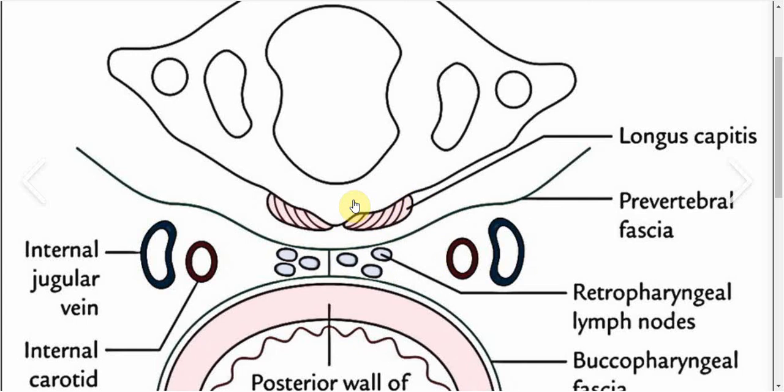What are they draining? The retropharyngeal nodes drain the pharynx, the auditory tube, the soft palate, the posterior parts of the hard palate, and the nose. Their efferents, interestingly, pass to the upper lateral group of deep cervical nodes. Retropharyngeal nodes drain into the upper lateral group of deep cervical nodes. This is an interesting thing to keep in mind, because they have specified the nodes to which they're going to be draining.